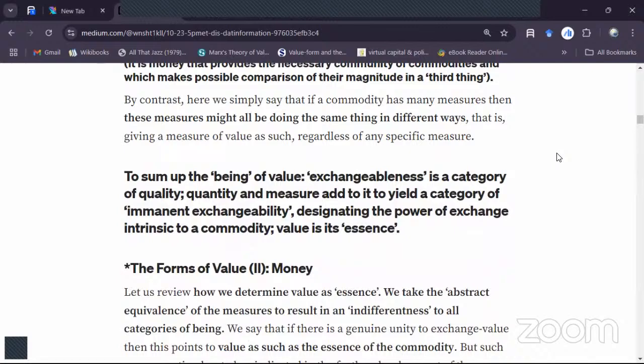To sum up the being of value, this is an ontic question. Exchangeableness is a category of quality. Quantity comes to it, of imminent exchangeability. So there's this first moment and a second moment. The thing has possibilities, without reducing it to the market, and there is this set of social relations which talk to us about exchange. What can we do with it? It could fulfill me by doing this. I'll wear it home, whatever. Designating the power of exchange intrinsic to a commodity, value is its essence.